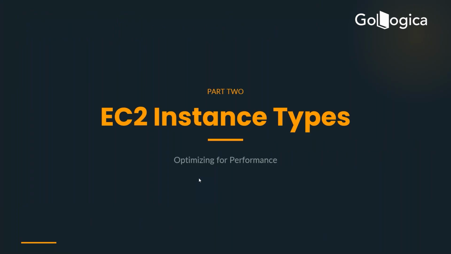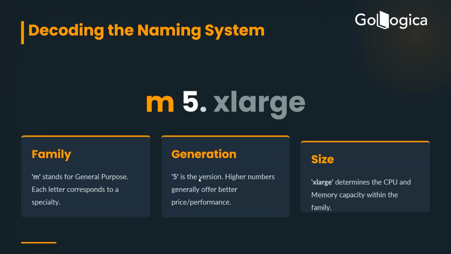Okay, so moving to instance types, decoding the naming system. In AWS, the naming convention for instance types is like this: you have M5.xlarge, where xlarge is extra large. M here is the family, which stands for general purpose. This is the category we will be exploring. Each letter corresponds to a specialty, and this M is for general purpose.